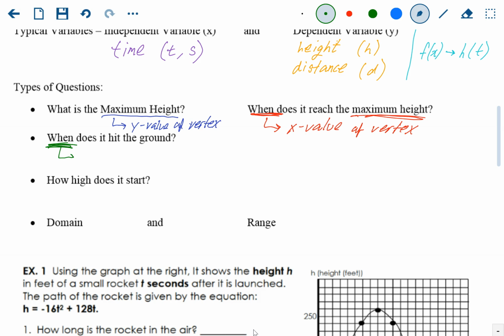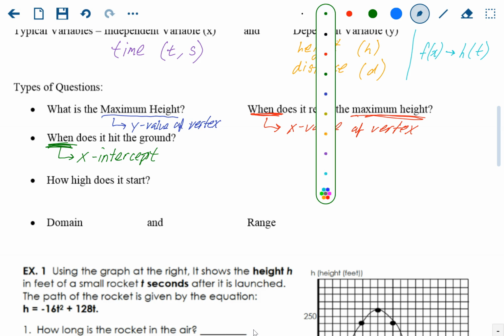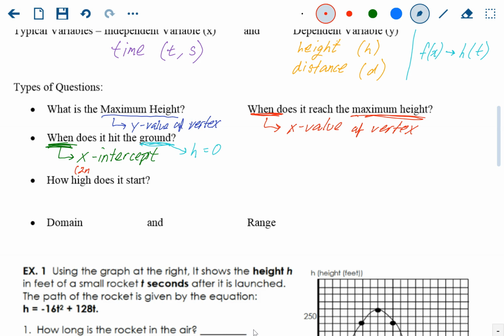When does it hit the ground? Well, we got another when, so it's going to be an x value. A when does it hit the ground is going to be the x-intercept, because if you think about it, the ground is when h equals 0, the height equals 0. So if your height equals 0, or your y value is 0, you're going to have an x-intercept, just by definition. And remember, parabolas usually have two x-intercepts. We're going to be looking at the second x-intercept. The first x-intercept would be wherever it starts. Well, kind of. How high does it start?